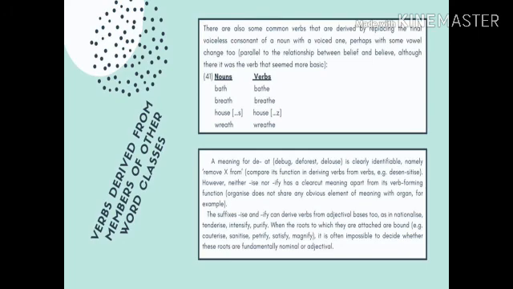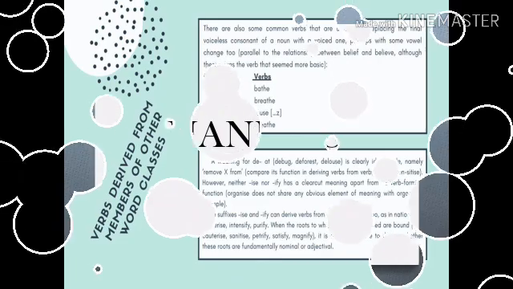Verbs derived from members of other word classes. There are also some common verbs that are derived by replacing the final voiceless consonant of a noun with a voiced one, perhaps with some vowel change, parallel to the relationship between belief and believe, although derived verbs seem more basic. Noun bath, verb bathe; noun breath, verb breathe; noun house, verb house; noun use, verb use. I think that's all.